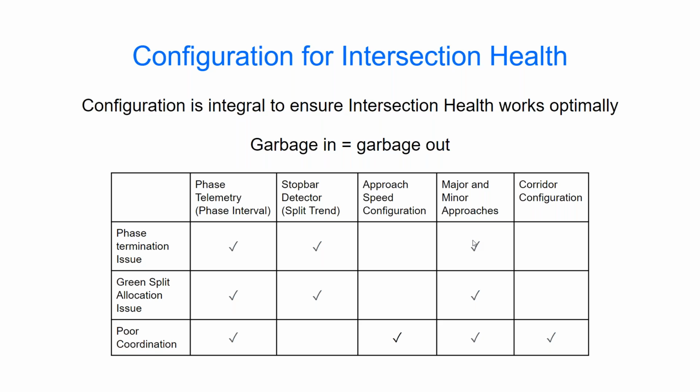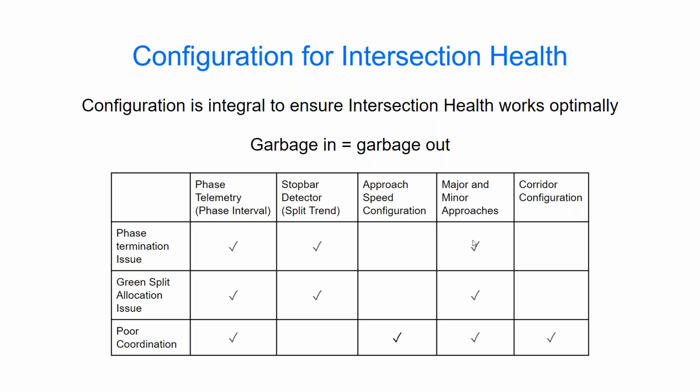And if the minor simply wasn't added, you may just not get that alert. But the data would still be relevant. So we just got to make sure that we check some of these configuration boxes. If maybe we're not trusting the data or there's a question about the data that you're getting, start looking to some of these features. The next one down, green split allocation issue.